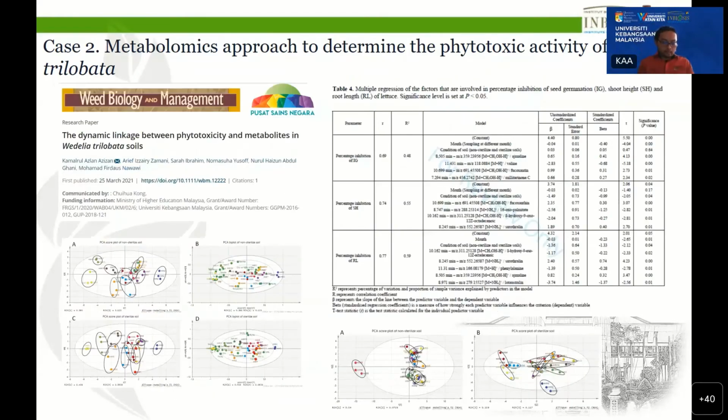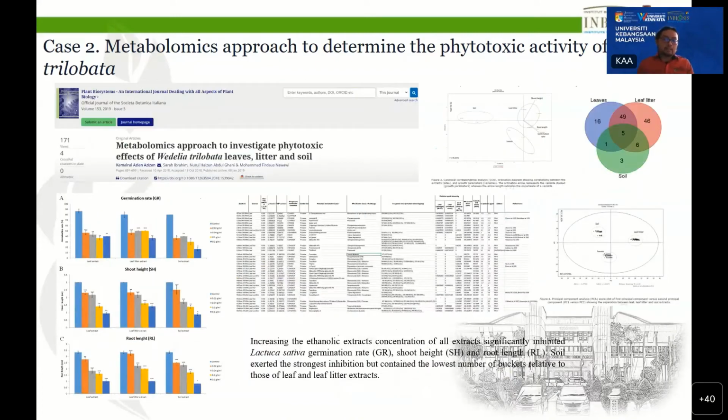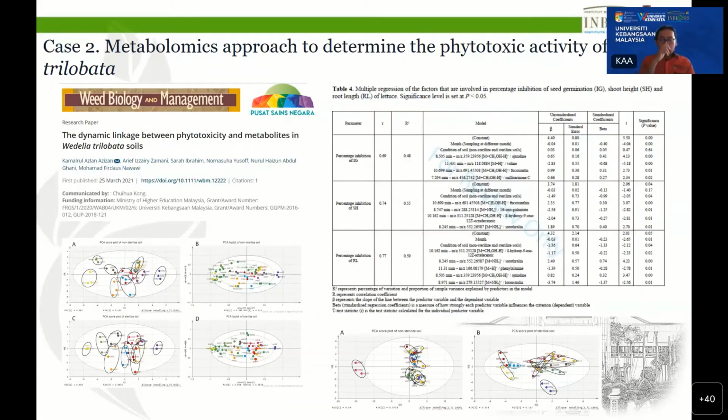So from there, we found out that soil exhibited the most significant phytotoxic activity. However, in terms of the metabolites that we could capture, the soil ended up giving very few metabolites. So here, what we can postulate is that sample preparation, especially for soil metabolomics, is quite difficult compared to leaf extraction because the matrix itself is much more complex compared to leaf. So in that case, we go deeper. We proceed with the analysis of soil metabolites only.